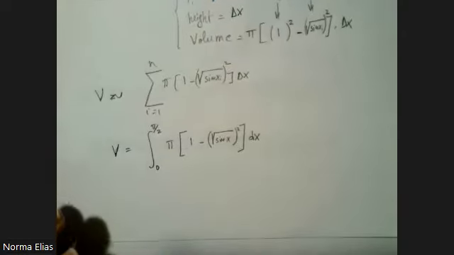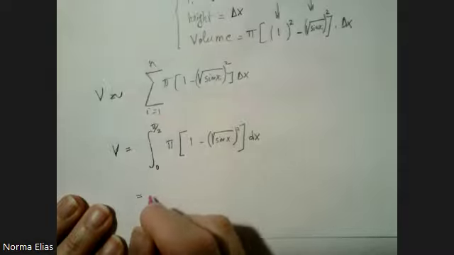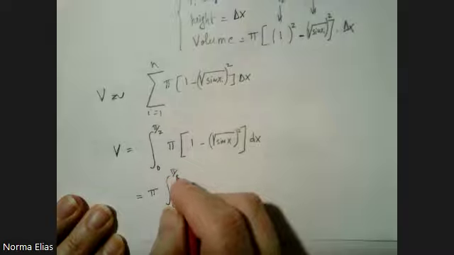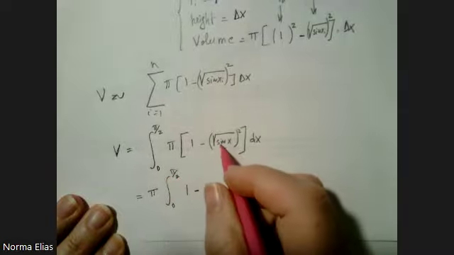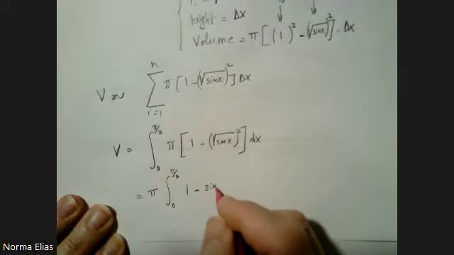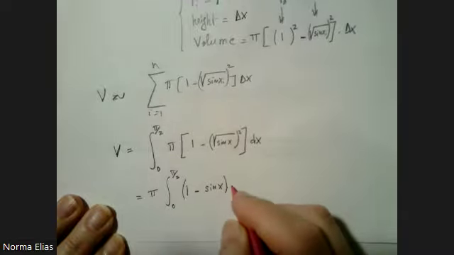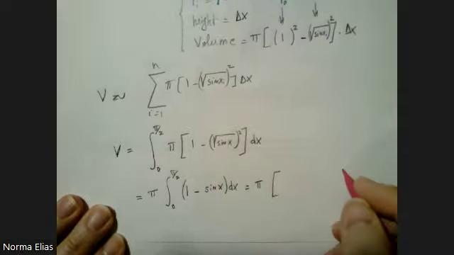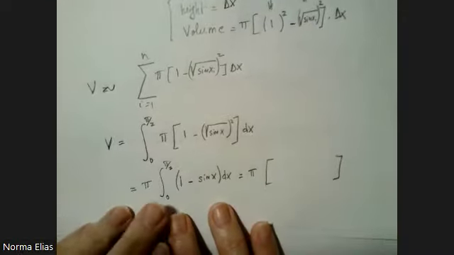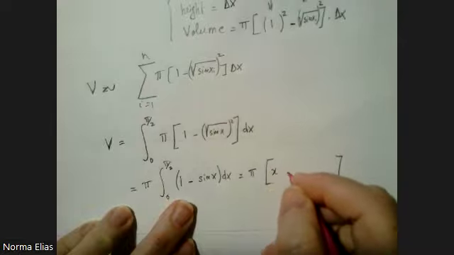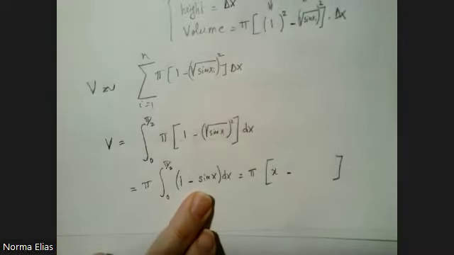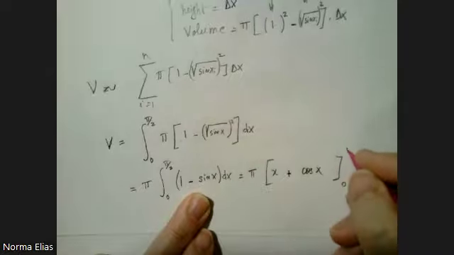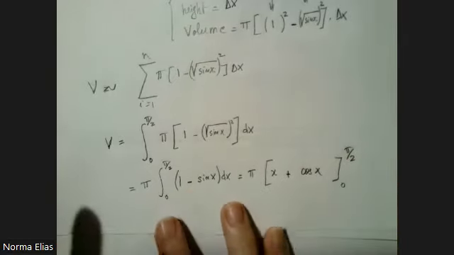Now we simplify and we start evaluating. Pi is a constant. Inside, I will have 1 minus sine x dx. So this is equal to pi times, and now we evaluate the simple integral. Antiderivative of 1 is x. Antiderivative of sine is minus cosine, between 0 and pi over 2.